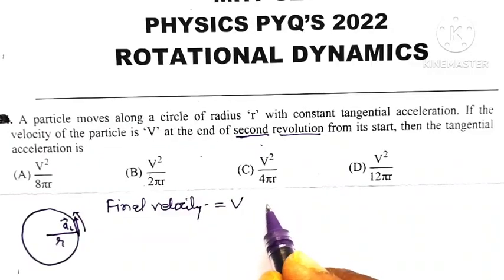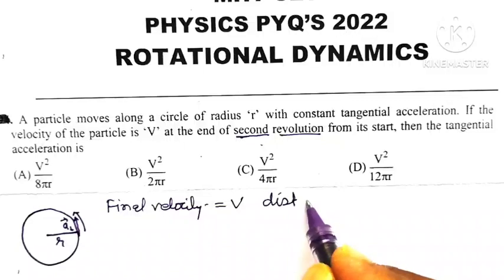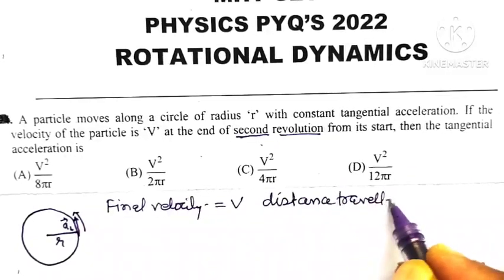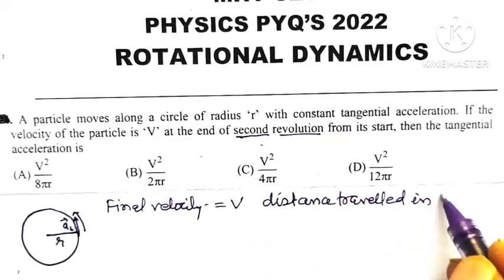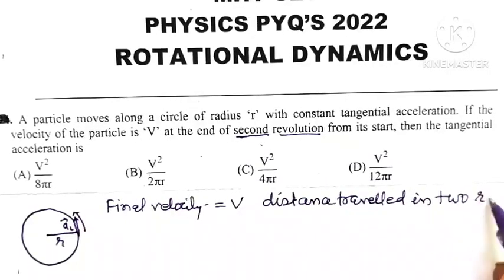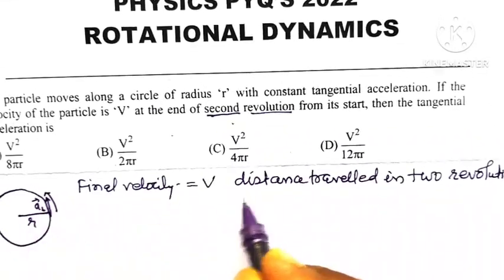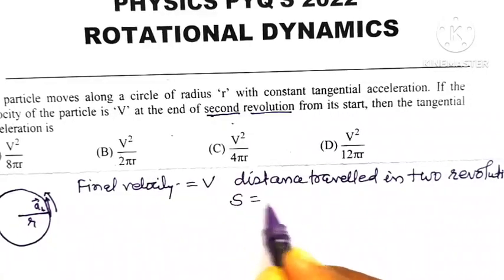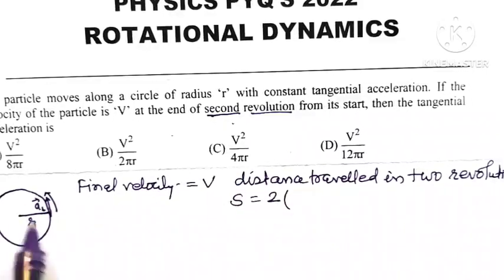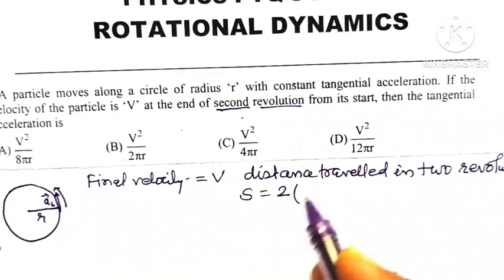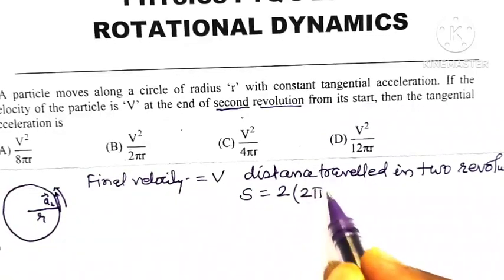And what is the distance traveled? Distance traveled in 2 revolutions. What is the distance traveled? Distance traveled s is equal to 2 times... Now in 1 revolution, the particle covers a distance equal to the circumference of the circle. So in 2 revolutions it covers 2 times the circumference of the circle.